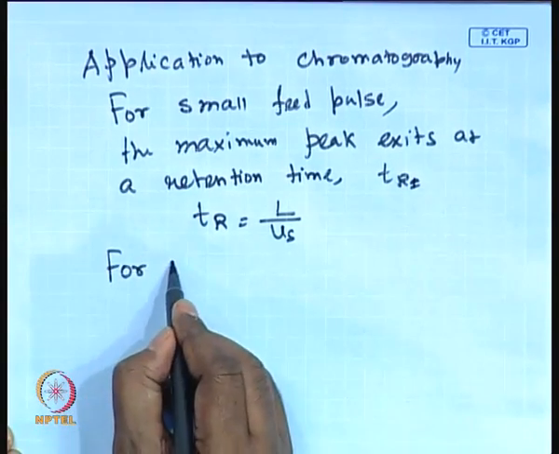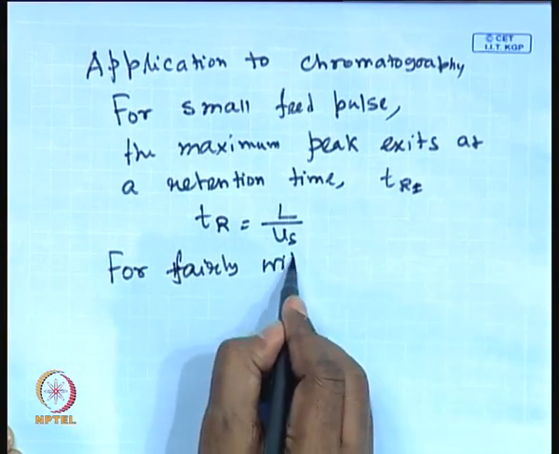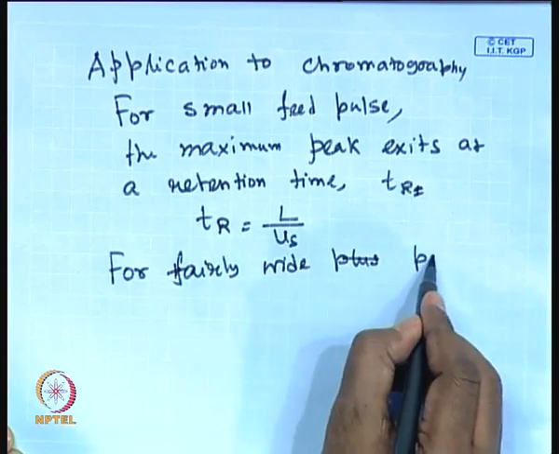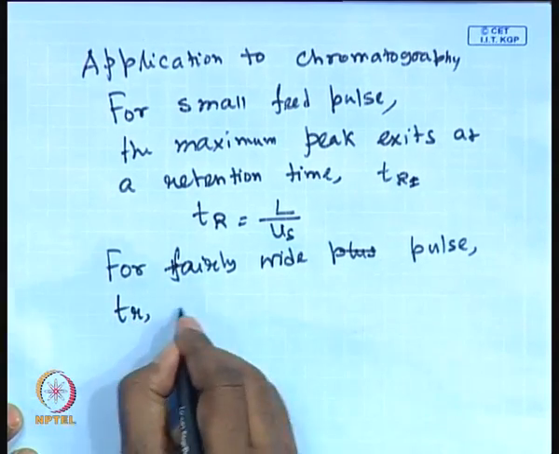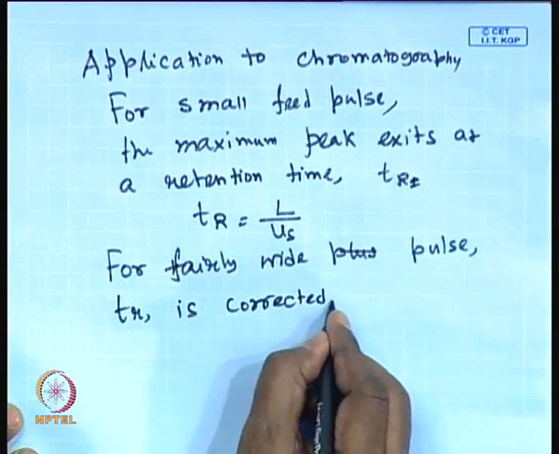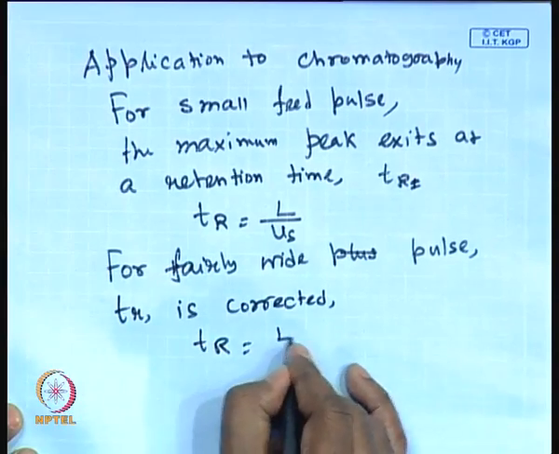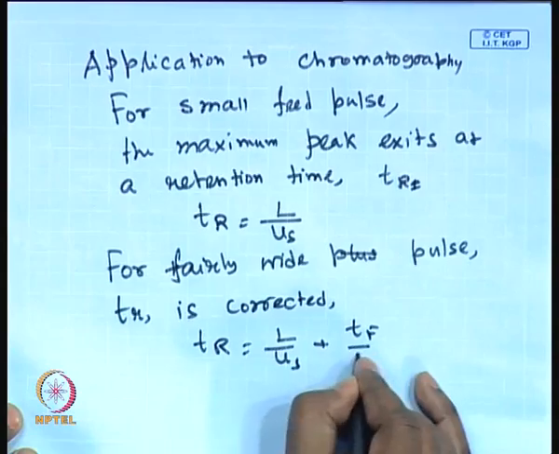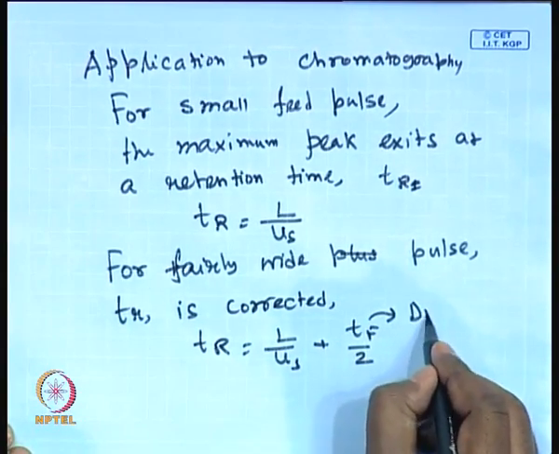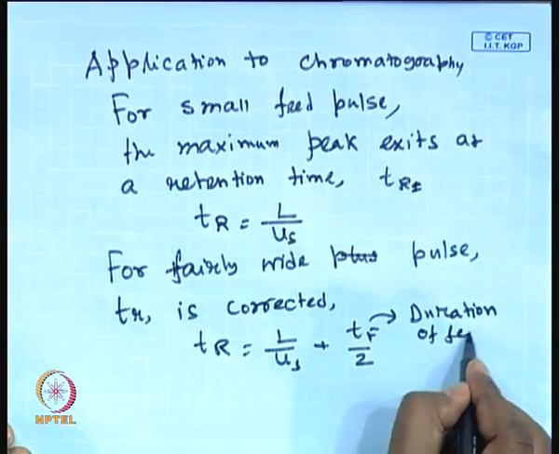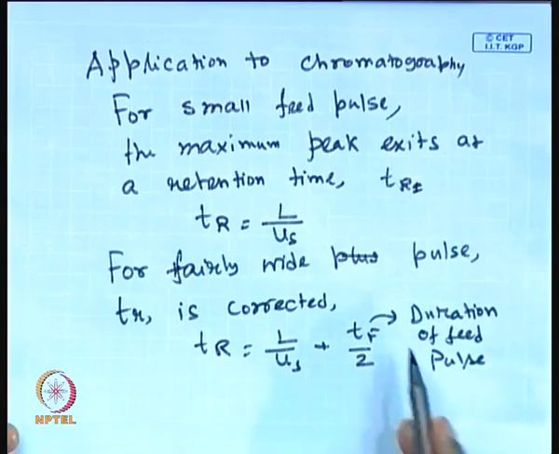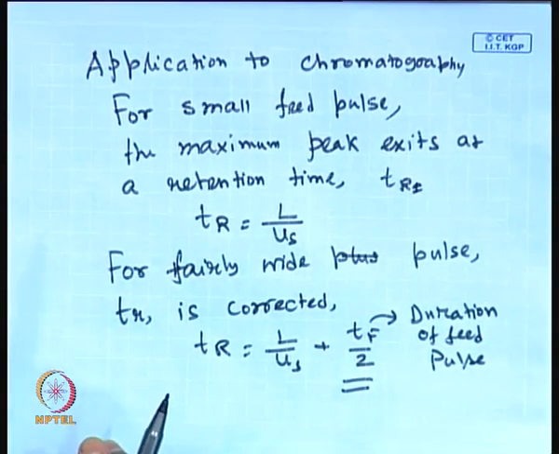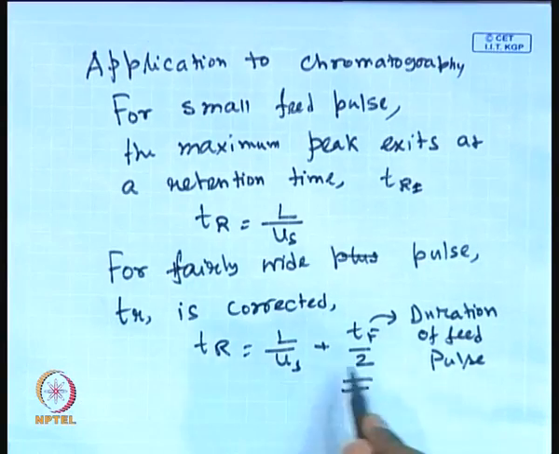For a fairly wide pulse, the retention time is corrected. What is the corrected retention time? The corrected retention time is given as L by US plus TF divided by 2. What is TF? It is the duration of the feed pulse. If TF is very small, TF by 2 will be negligible. Otherwise, this correction has to be added to the retention time. Suppose you would like to inject the feed over a large period of time, then the correction TF by 2 should be added to the retention time. Okay.